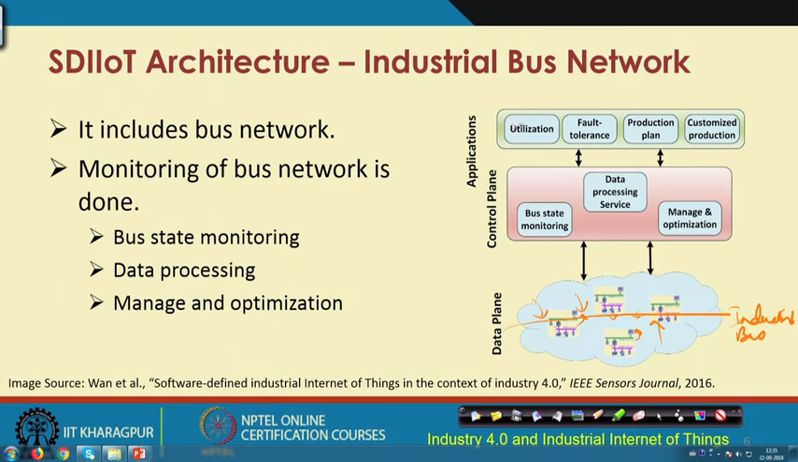And as usual on top you have these applications, but this is very important. These are the different components specific to the industrial bus network for the control plane in SDIIoT. So, you have over here bus state monitoring, data processing service, and third is management and optimization.